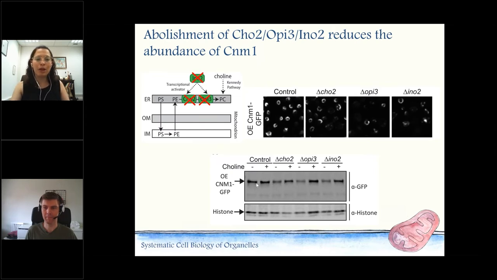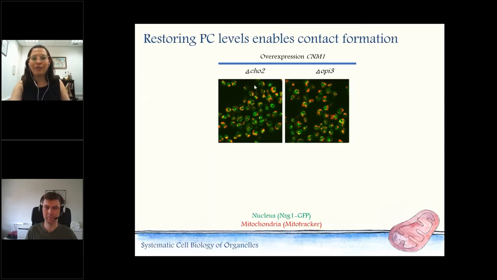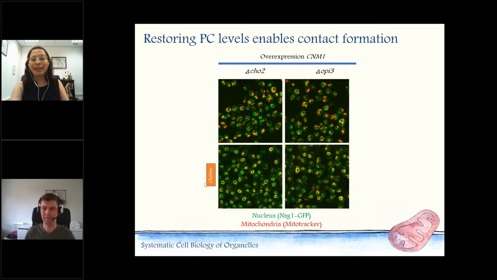They are becoming more abundant, like in the control. Okay, so now that we have delta CHO2 and delta OP3 overexpressing CNM1, we see less of the contacts. And when we add choline to the media, we now also see that the contacts are restored. We get back the contacts, mitochondria clustering around the nucleus again. So restoring PC levels enables CNM1-mediated contact sites to form again.